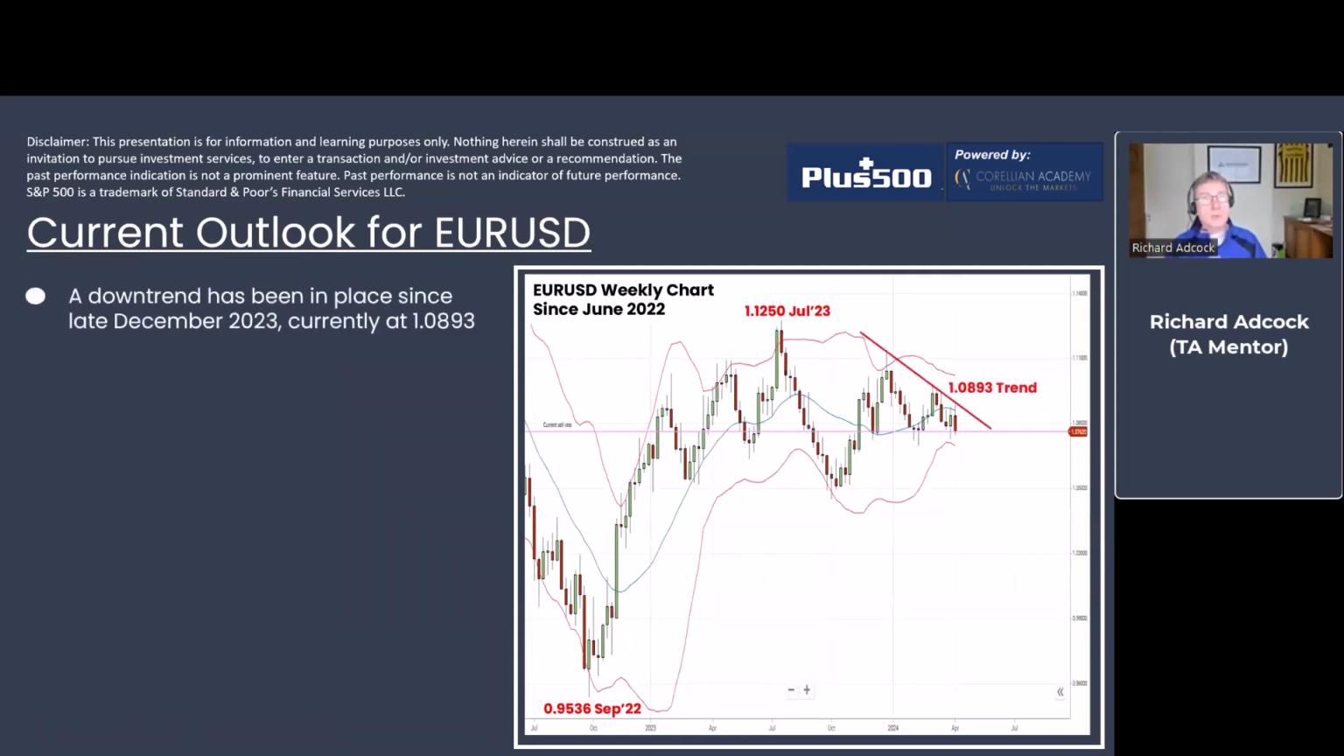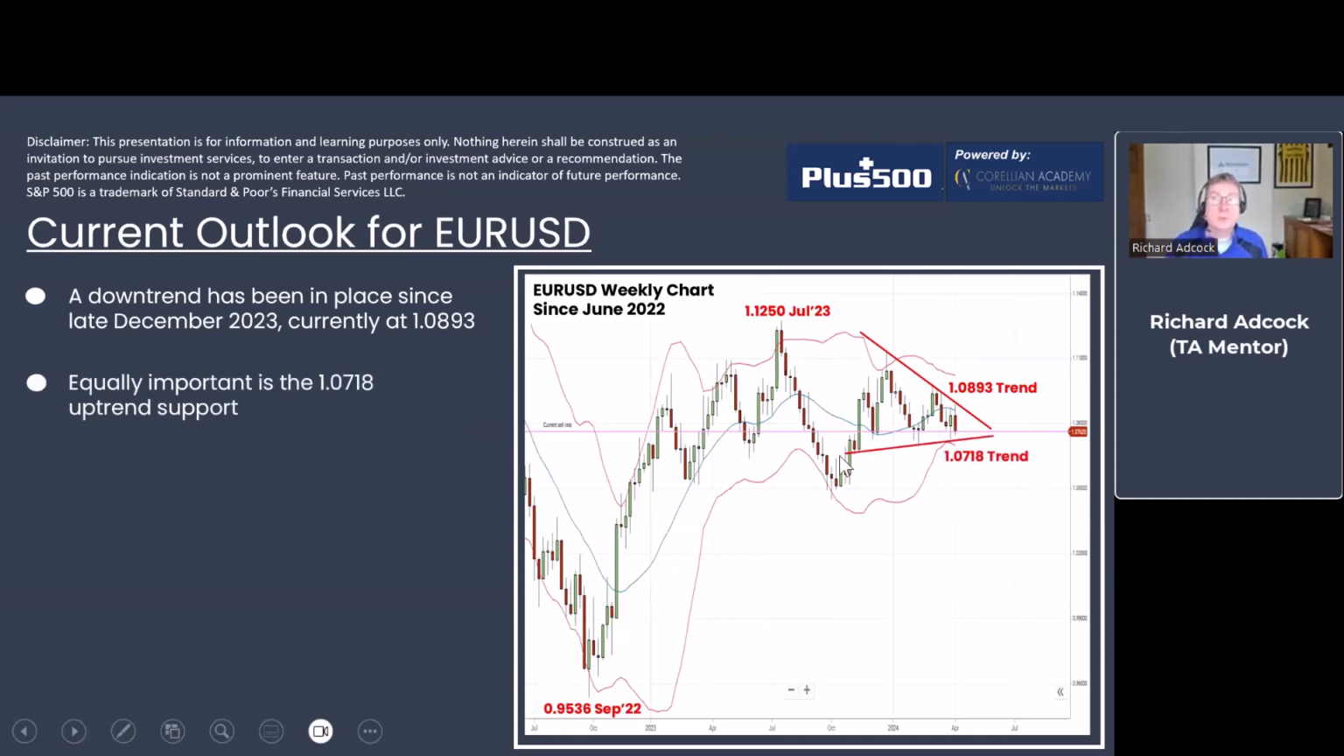But you'll notice within the weekly chart that we have here that a downtrend has been in place since late December last year. And this week, that has acted as a resistance level. So we've moved back to the downtrend, found selling pressure, and as a reaction to the data, seen fresh declines beginning to materialize. So does this mean that the downtrend can extend? Well, potentially it could be.